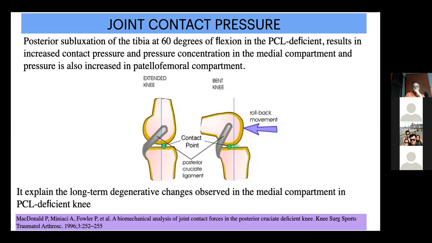Joint contact pressure. There was a study done by McDonald P. et al. about the biomechanical analysis of joint contact forces in the posterior cruciate deficient knee. They stated that posterior subluxation of the tibia at 60 degrees of flexion in the PCL deficient knee results in increased contact pressure, and the pressure concentration is increased in the medial compartment and the patellofemoral compartment. This may explain the long-term degenerative changes observed in the medial compartment in the PCL deficient knee.